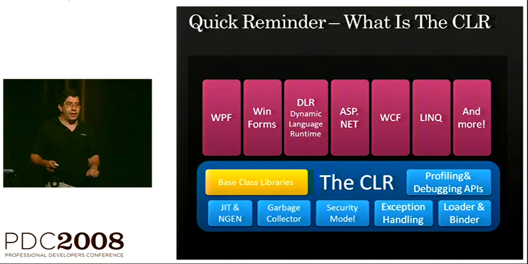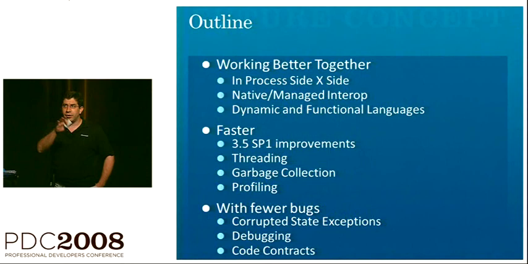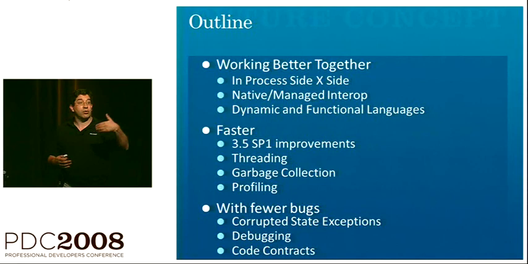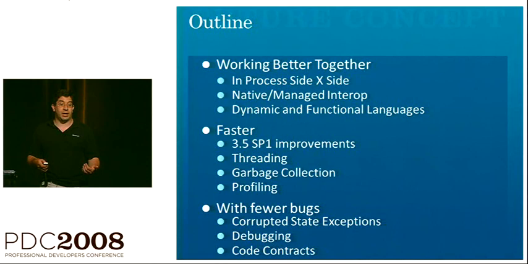So I'm going to put this in three different sections. The first section, working better together, how we work better together in all sorts of different ways. I'm going to talk about in-process side-by-side, where we work better with ourselves, believe it or not. Managed native interop, I think that was someone's pet peeve. I'll talk about a bunch of stuff we're doing there. And then I'll talk about dynamic and functional languages, both how the CLR works with them and how the improvements we're making help make sure that the languages can work with each other, the dynamic languages and the static ones, et cetera.